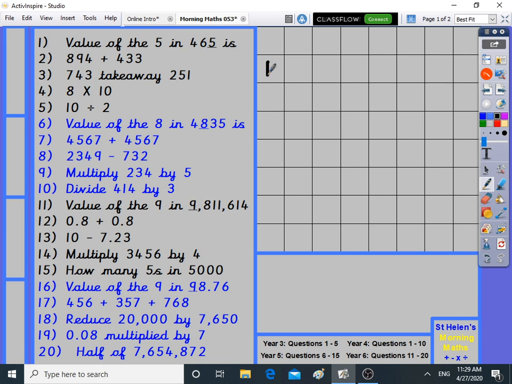Number 19. This is actually what I call times tables in disguise. In fact, decimal times tables in disguise. 0.08. Similar to yesterday's question, you might remember. Times 7. So this is 8 times 7 in disguise. Well, 8 times 7 is 56. So it's something like 56.